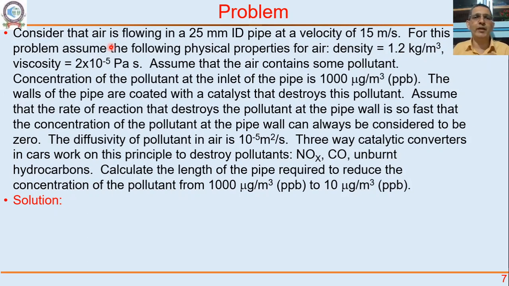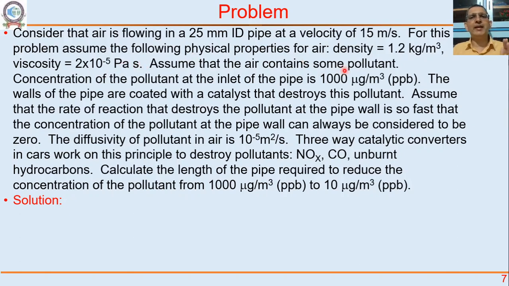Consider that air is flowing in a 25 millimeter pipe at a velocity of 15 meters per second. So imagine the situation. Pipe is there, right? Air is flowing in that pipe at a velocity of 15 meters per second. For this problem, assume that air density is constant, 1.2 kg per meter cube. Viscosity is constant, 2 × 10⁻⁵ pascal second.